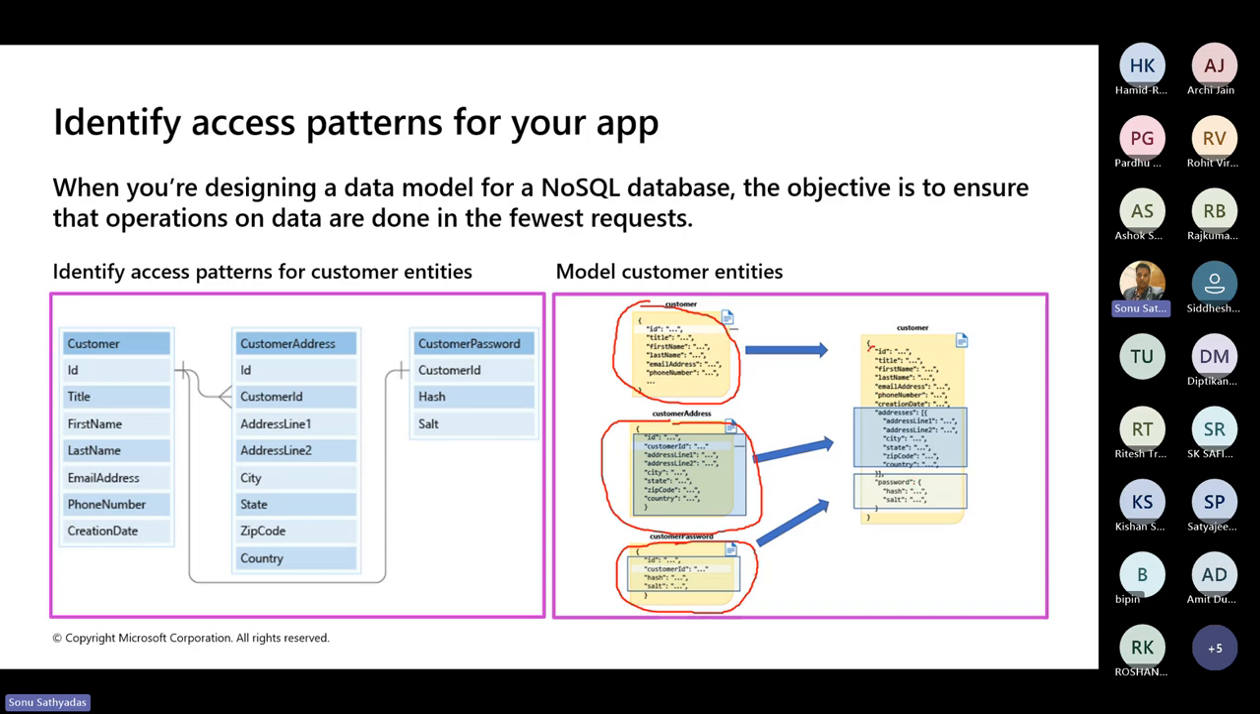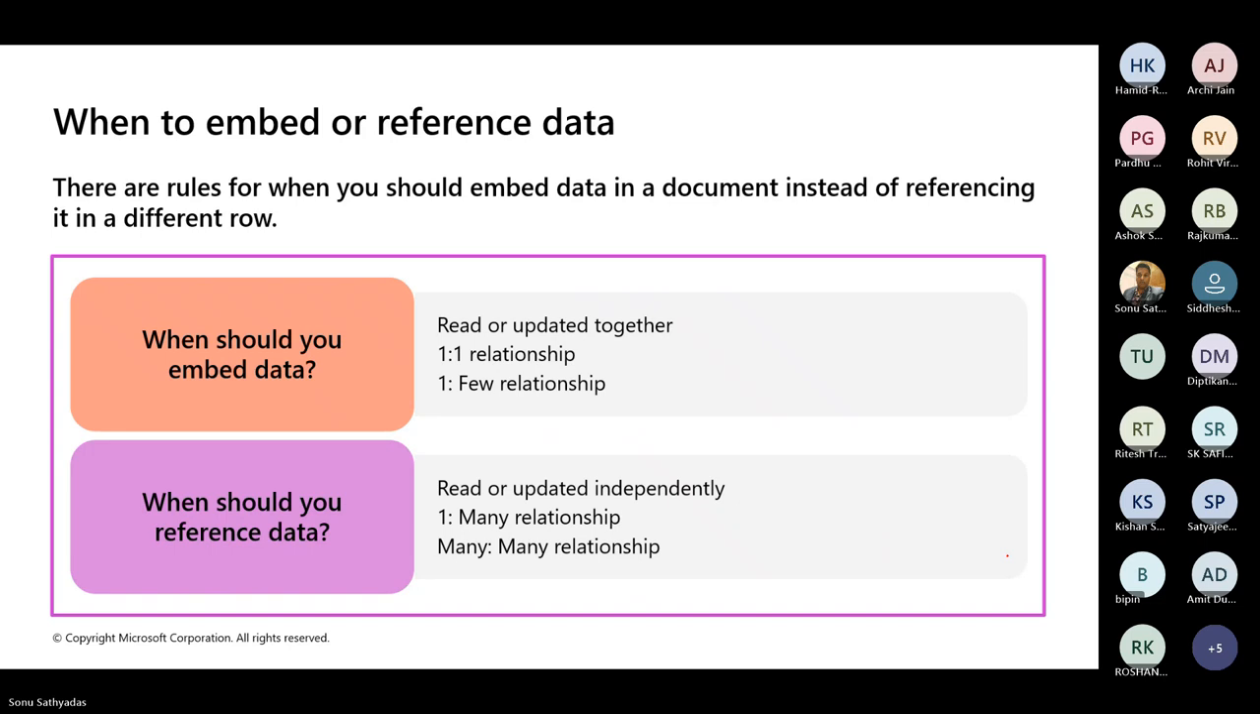And you can see here, we can store the customer personal information. Inside the address collection, we can store the address information. And inside the password, we can store the password information. So all the information related to the customer goes inside a single document. The benefit is that when you want to fetch the customer information, you don't need to connect to multiple tables. From a single table, you will be able to fetch everything.